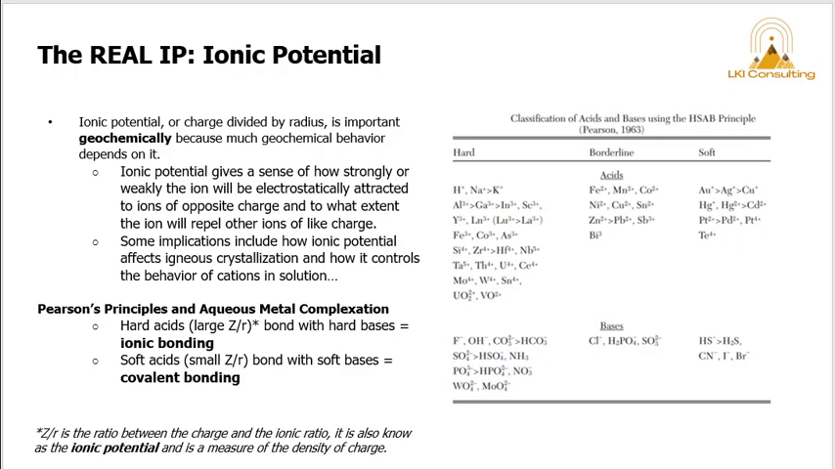For a predictive tool to aid in trying to answer this question, we can turn to Pearson, who subdivided metals and their ligands into 2 groups, namely small and strongly charged ions, which he termed hard acids and bases, and large, weakly charged, and easily polarizable ions, which he termed soft acids and bases. You can see all of this in the table to the right.